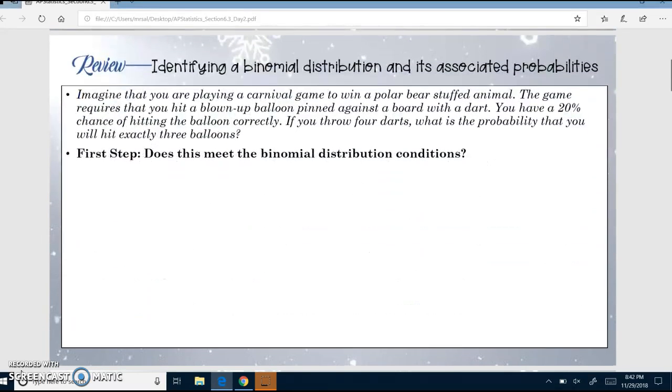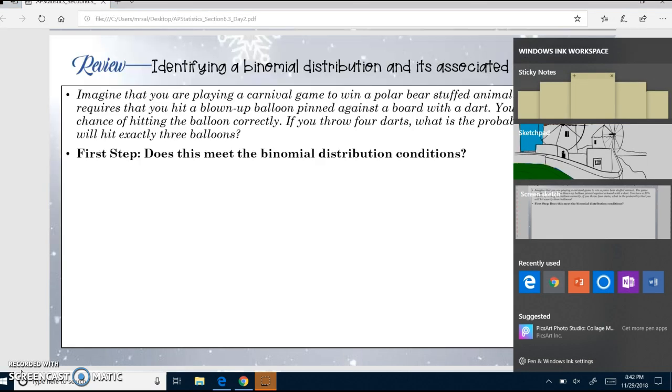So let's take a look at our first example. We're going to start with some review where we talk about whether or not a situation is a binomial probability distribution or not. And then from there, we'll get into the calculation operations. So let's read through this example here.